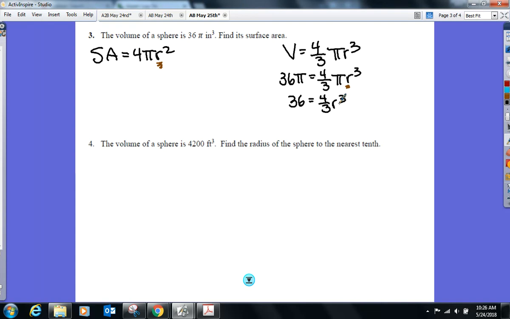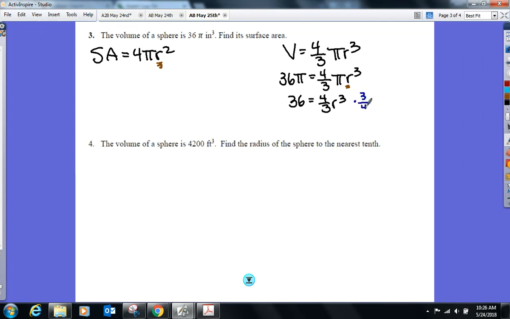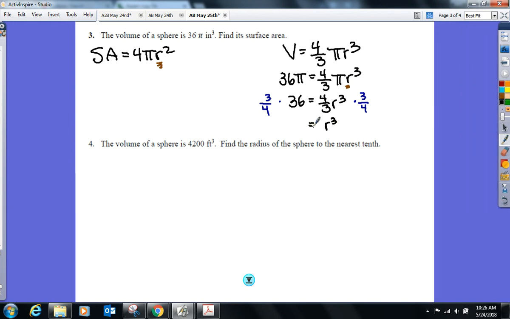Still trying to get that r by itself. So we have a couple options. We can divide both sides by 4/3, or we can multiply both sides by the reciprocal 3/4. That gives me r cubed is equal to 27.